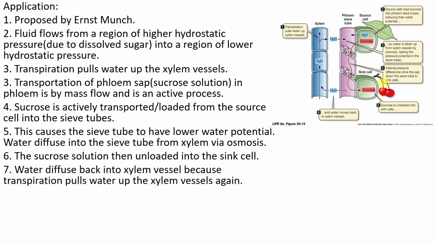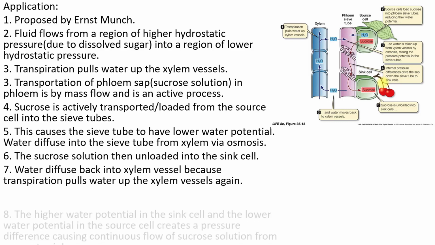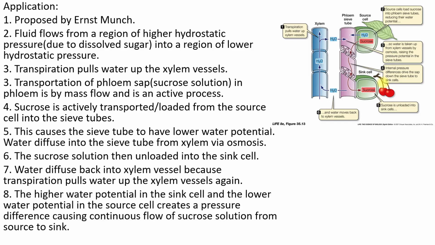Water will diffuse back into the xylem vessel because transpiration pulls water up the xylem vessels again. The higher water potential in the sink cell and the lower water potential in the source cell will create a pressure difference, causing a continuous flow of sucrose solution from the source to the sink. So this is the application of the hypothesis proposed by Ernst Munch.